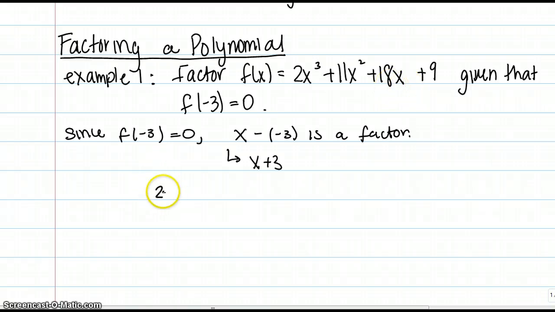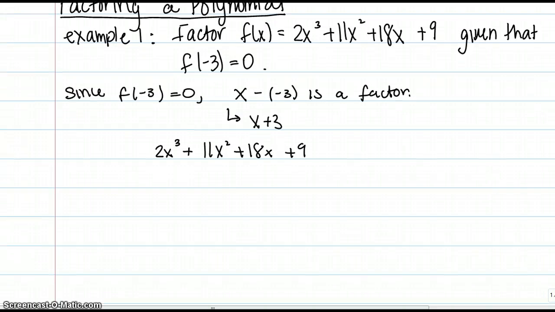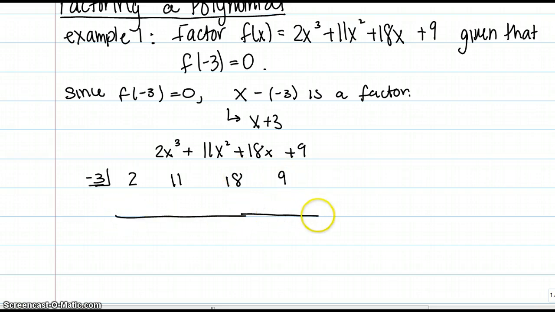So remember, with synthetic division, we use the coefficients given in the original problem. So 2x to the third plus 11x squared plus 18x plus 9. And we know that negative 3 is a 0. So when we make our box, negative 3 goes in that box. And then I use my coefficients, 2, 11, 18, and 9. And remember, synthetic division, the process is always the same. The first thing I do is bring down that first number. Then I multiply whatever number is in that box by the first number. So negative 3 times 2 is negative 6.